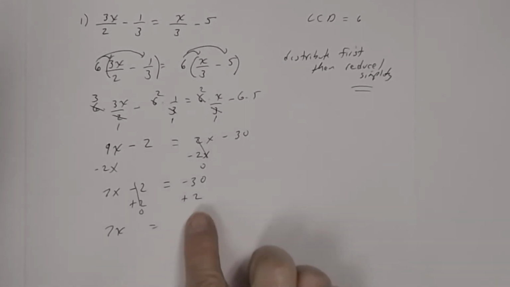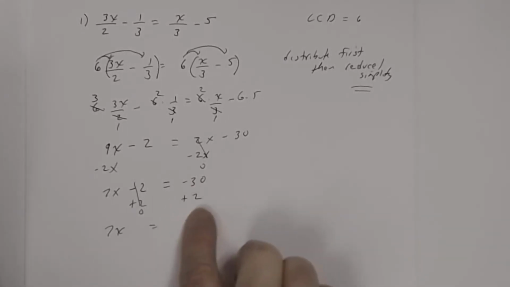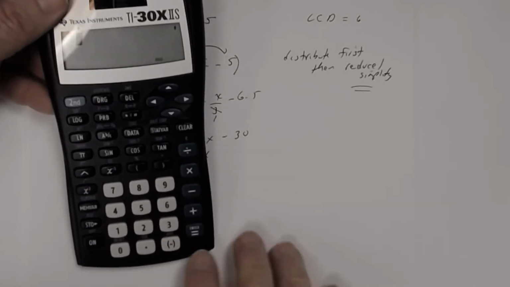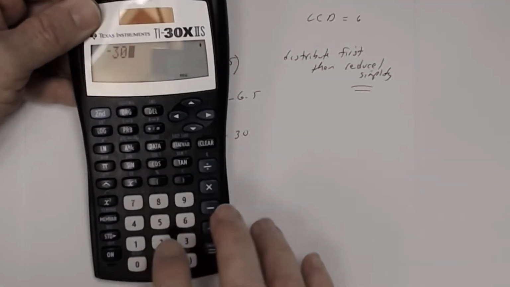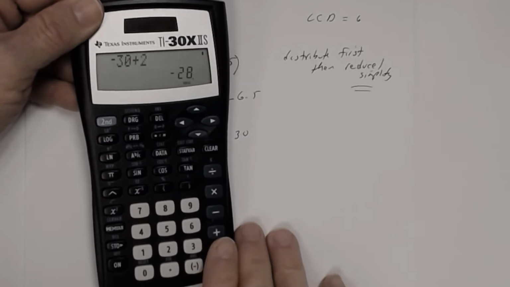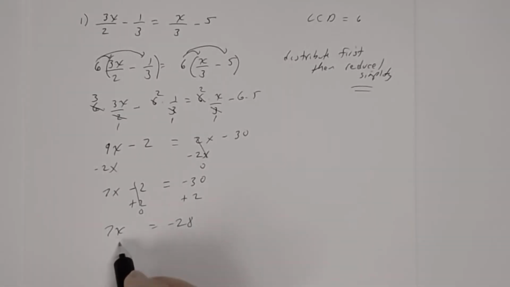Now again, if you're having some problems, and some students do, with operations on signed numbers, just use your calculator. So negative 30 plus 2 equals negative 28. And then divide both sides by 7. So remember, you got to get x by itself.